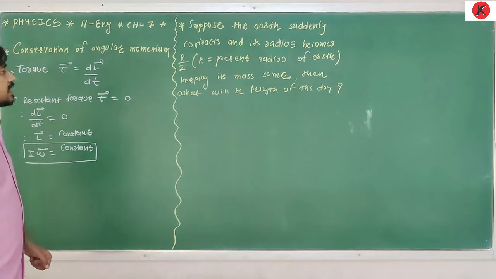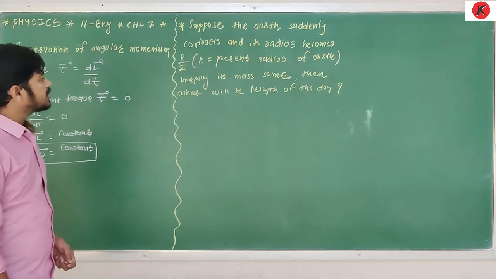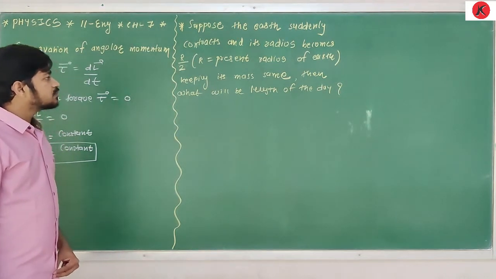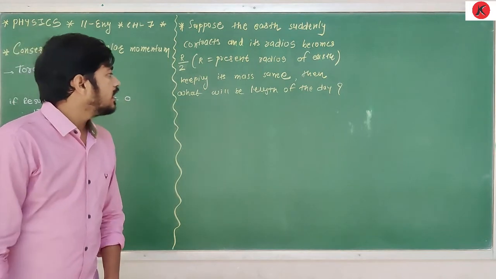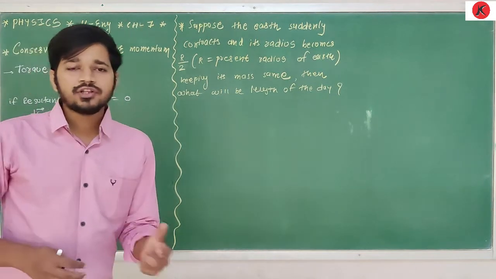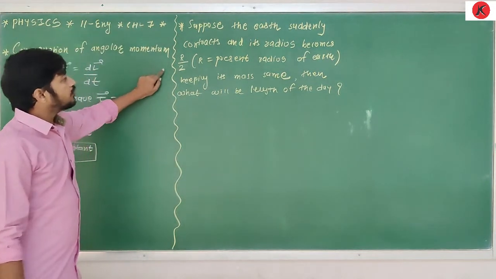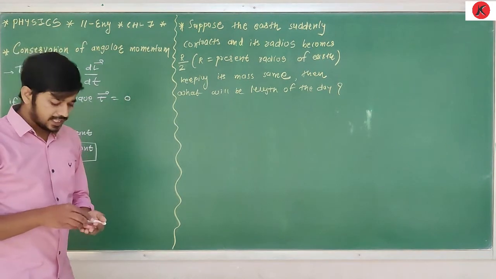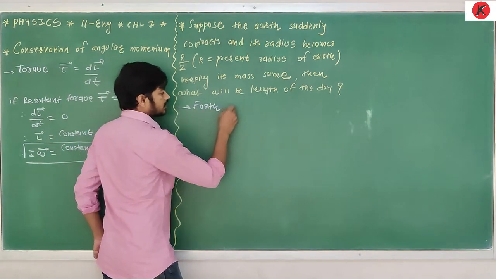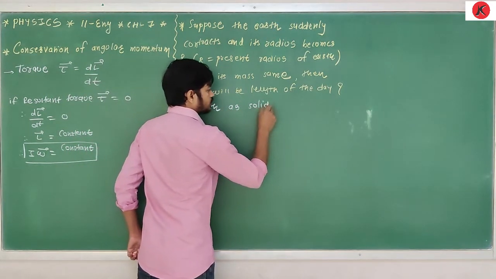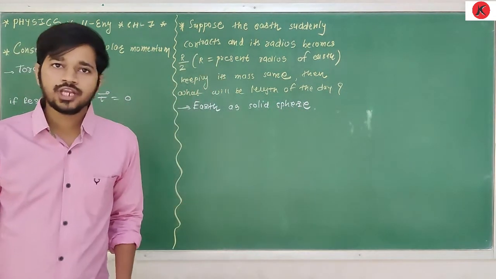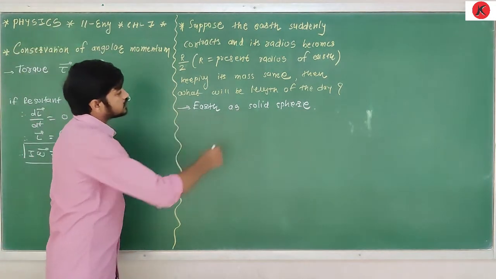Suppose the earth suddenly contracts and its radius becomes r by 2, where r is the present radius of the earth, keeping its mass the same. Then what will be the length of the day? You have to find the length of the day if the radius of the earth suddenly contracts. Now see, we can consider the earth as a solid sphere.